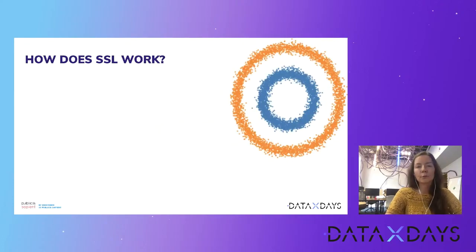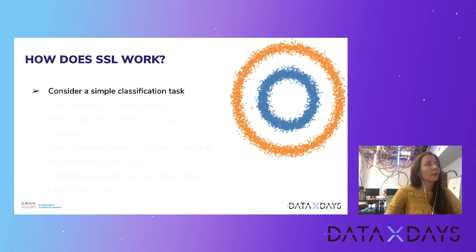Now I want to say a few words about the big picture of how it works. Here we're going to consider a classification task, but a very simple one to start with. Let's say this image here with the two rings is our data set. Our feature space is only two-dimensional, so the data can just be plotted as dots on a plane.